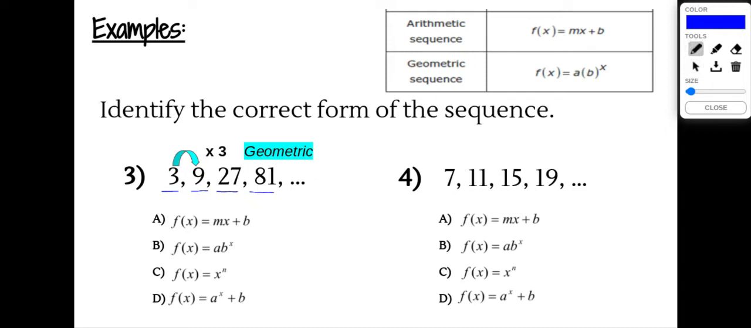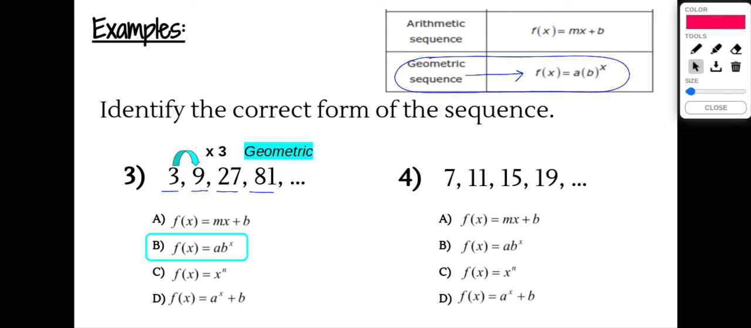Now look up at your formula sheet. Geometric sequence. All geometric sequence equations are going to look like this. So take a look through your answer choices. Which one looks like f of x equals a times b to the power of x? Which one of them looks like an exponential function? Well, that would be b. It's the only one. So I'm using my formula sheet to help me out with this.